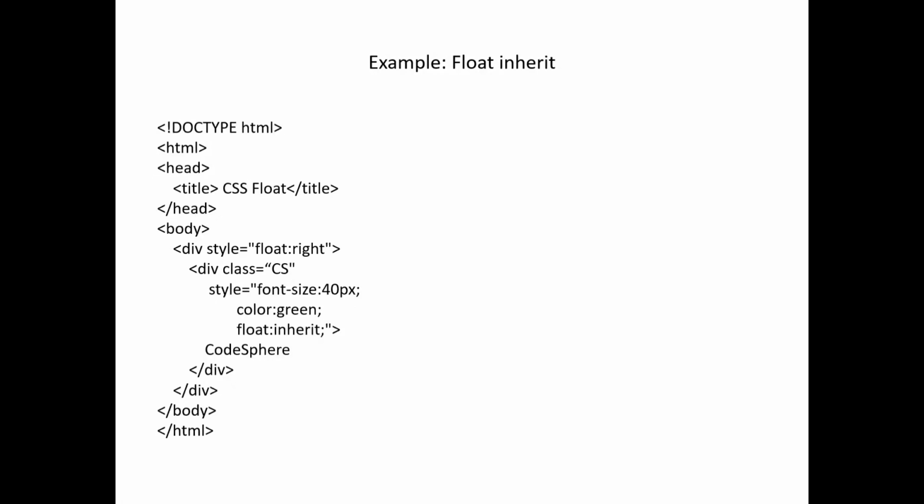So the next one is inherit. It inherits the parent property. See here, float right, float inherit. The parent is the div style, this is the parent property, and this is the child. So the child will inherit this parent property.